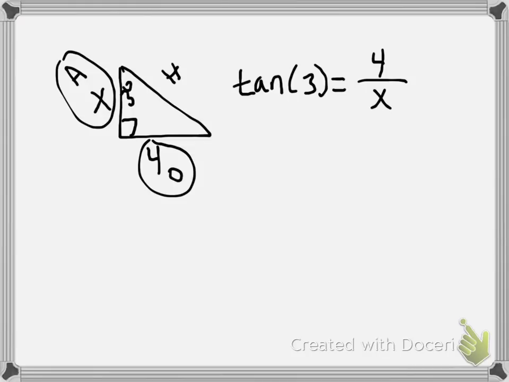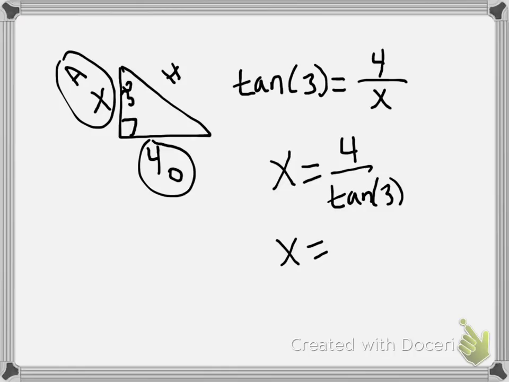So again, to be able to find my x value, x is equal to 4 over the tangent of 3. So 4 divided by the tangent of 3 is 76.32. Alright, so hopefully that helps you be able to solve your trig functions.